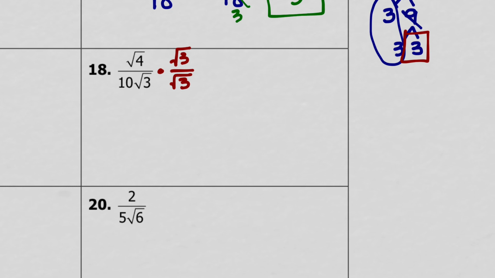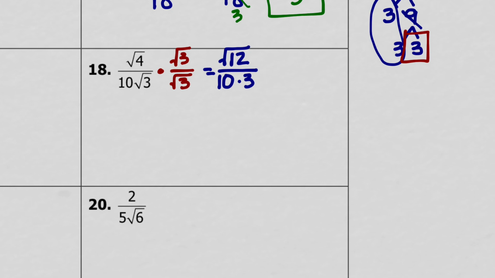Okay, so in the numerator, I have square root of 4 times square root of 3. So 4 times 3 is 12, so I have square root of 12 over, I still have the 10 in the denominator, and then square root of 3 times square root of 3 is just 3, because it made square root of 9, which is 3, okay? That's what you're doing when you're multiplying both the numerator and the denominator by that radical from the denominator. You're making a perfect square inside the radical, so that way, in the denominator, it can come out to a whole number.